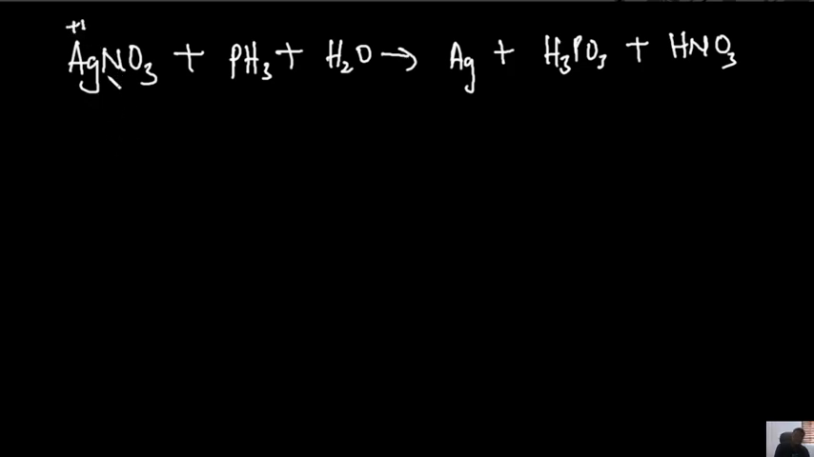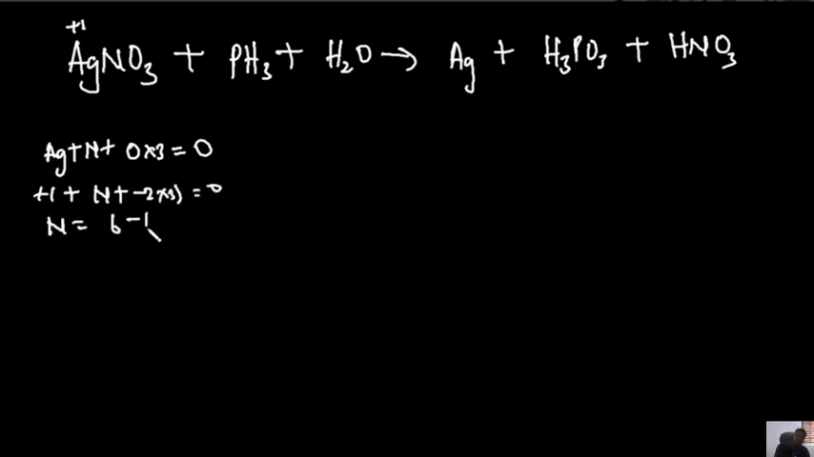Now, let's find the oxidation number of nitrogen here. How do we do that? Ag plus N plus oxygen times 3. As we know, according to the rules, if you add the oxidation numbers of neutral substances, it equals 0. So this is going to be +1, as we know, plus nitrogen, plus oxygen, which is -2, times 3. And that's going to be 0, which means N will be equal to 6 minus 1, and N is equal to 5. So here we have 5. Oxidation number of oxygen is always -2.